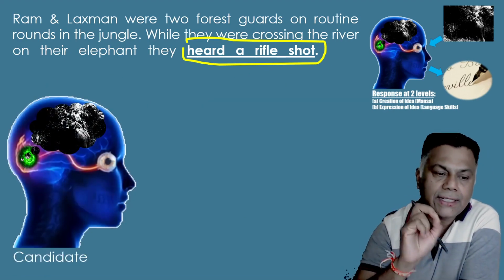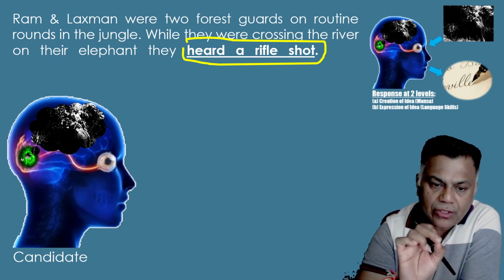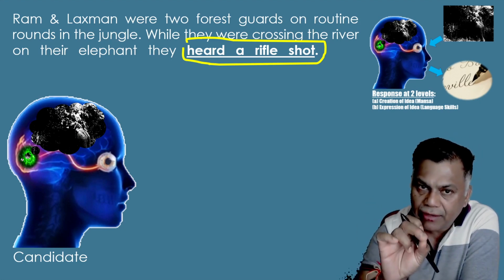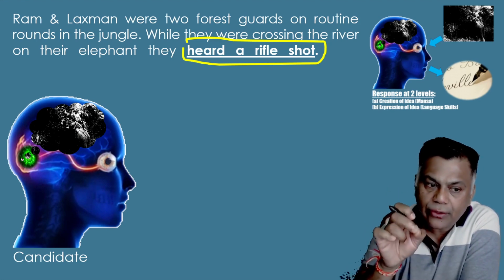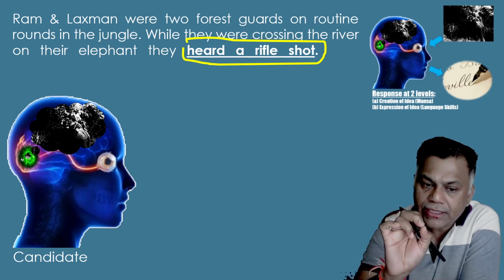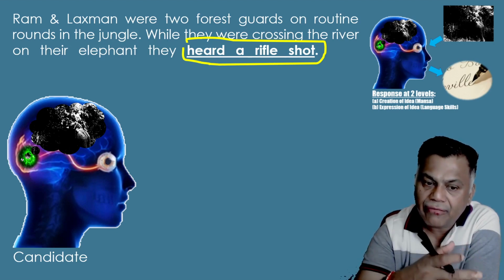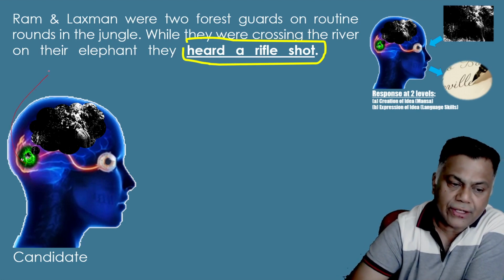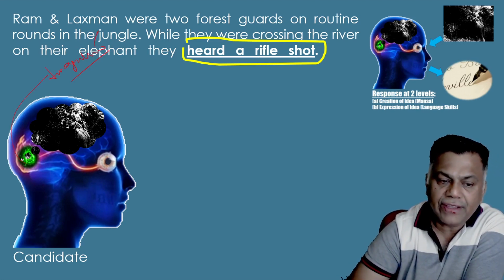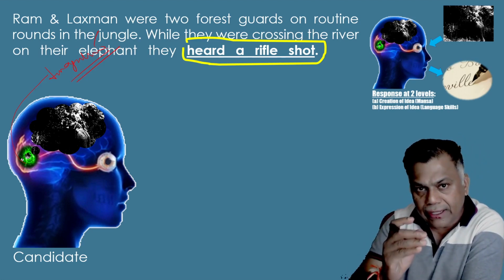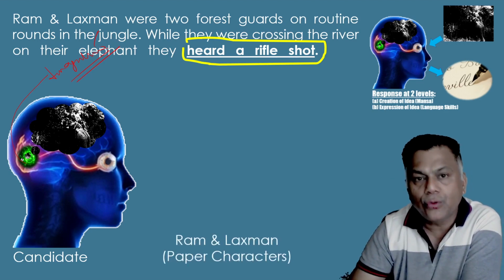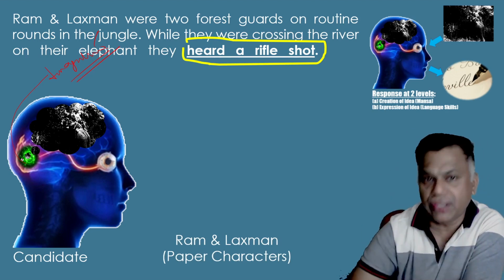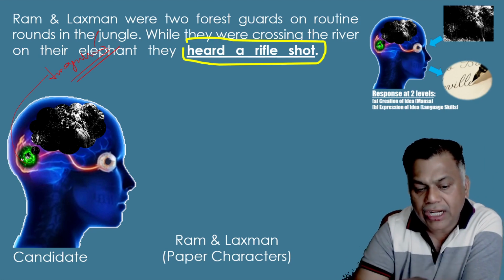So please understand, in this story, at the start, Ram and Lakshman were 2 forest guards on a routine round in the jungle. The creation of Ram and Lakshman, giving them the title of forest guards, giving them the tasking of doing a routine round in the jungle on the elephant, your statement that they were crossing the river on the elephant when they heard a rifle shot, everything is a creation of your imagination, and this imagination is happening within you. Whatever you're imagining, you are making it play on the paper using the paper characters, that is Ram and Lakshman. So Ram and Lakshman are the manifestation of what's happening within you. So if you think properly, Ram and Lakshman will act properly.